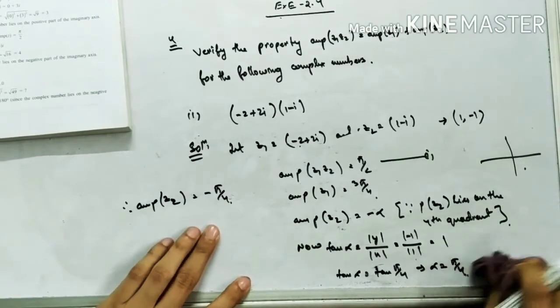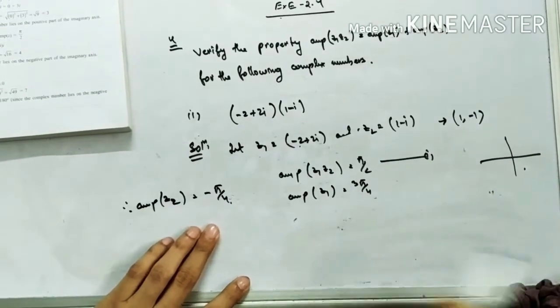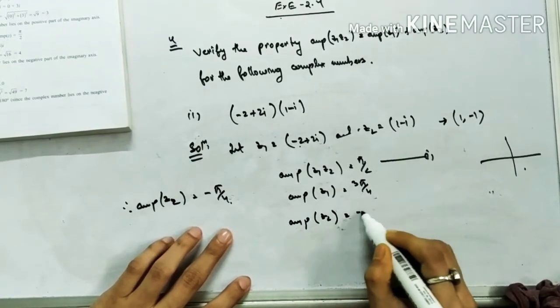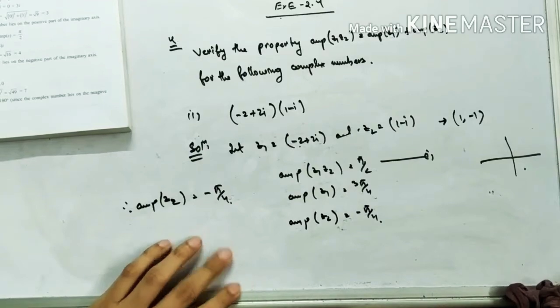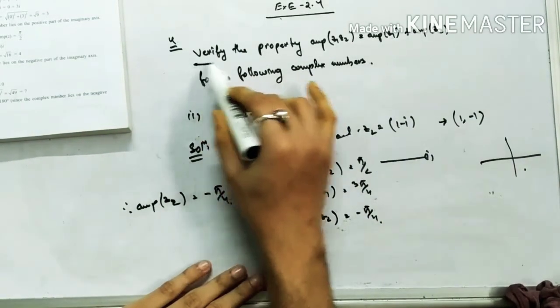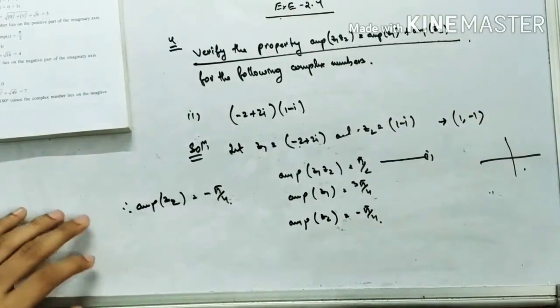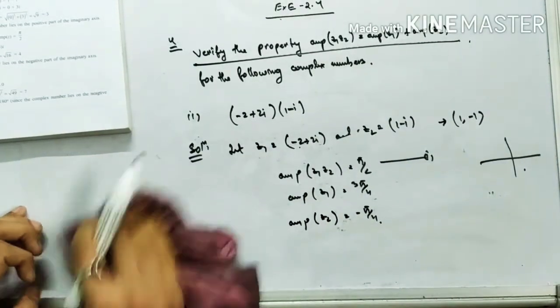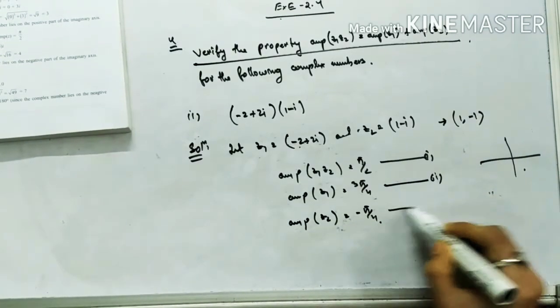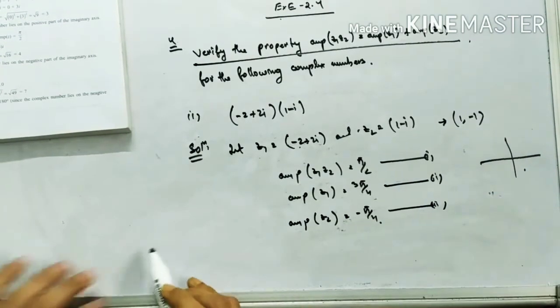Amplitude Z2, I got it is minus pi by 4. Understand? Now I will have to verify the property, this one. Okay, I have to verify here. So therefore let's give it equation number 2 and let's give it equation number 3.